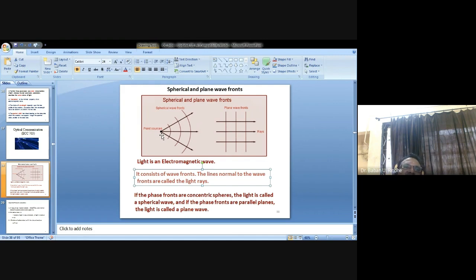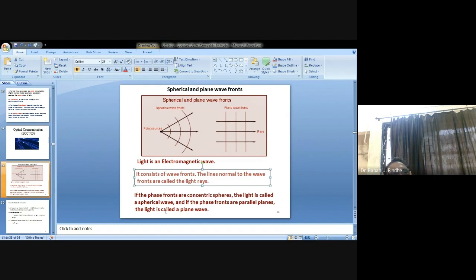Okay, and these rays are parallel to each other, and therefore perpendicular to the plane wavefronts. Therefore, it consists of wavefronts, and the lines normal to the wavefronts are called the light rays. If the phase fronts are concentric spheres, the light is called a spherical wave, and if the phase fronts are parallel planes, the light is called a plane wave. Okay, that we have defined here.